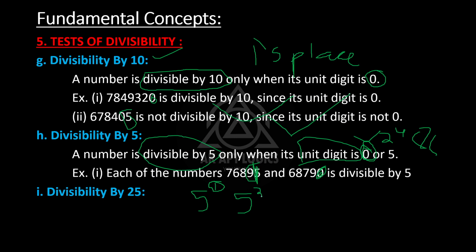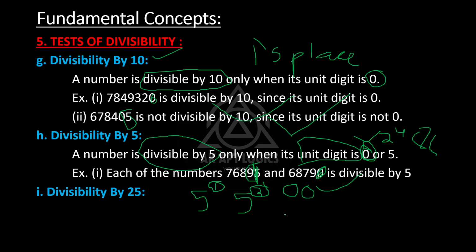So it means we have to take the last two digits and check whether the last two digits are divisible by 25 or not. If the last two digits are divisible by 25, then we can say that the given number is divisible by 25. Or if the last two digits are 0, then we can simply say that the given number is divisible by 25.